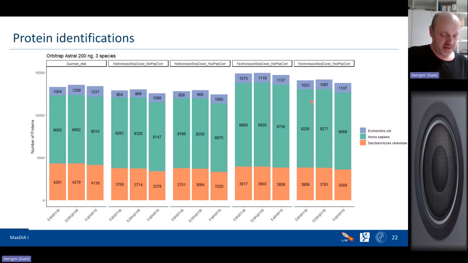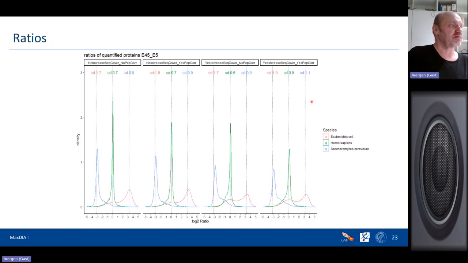So really the identification and quantification is now on par or better than the other DIA tools that are around, which we are constantly benchmarking against. So here you see quantification results of the 3-species mixture.